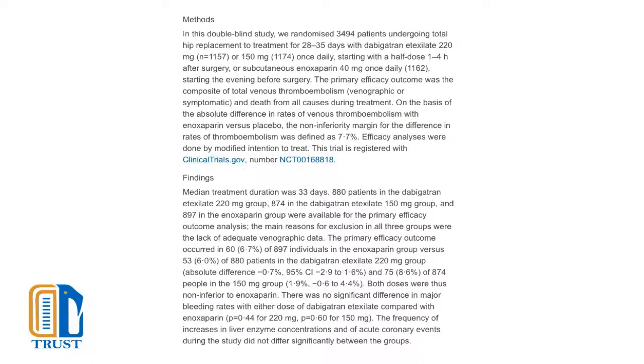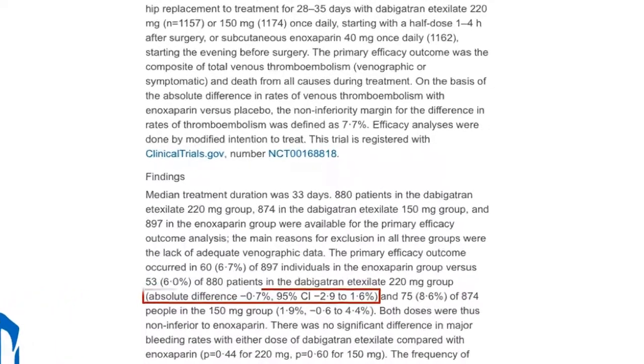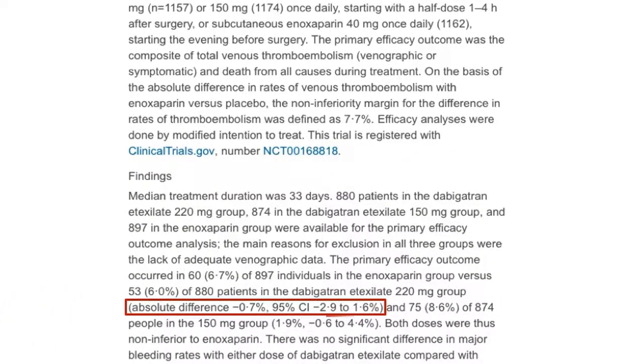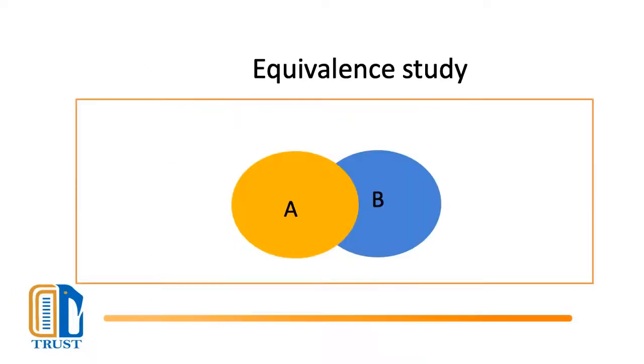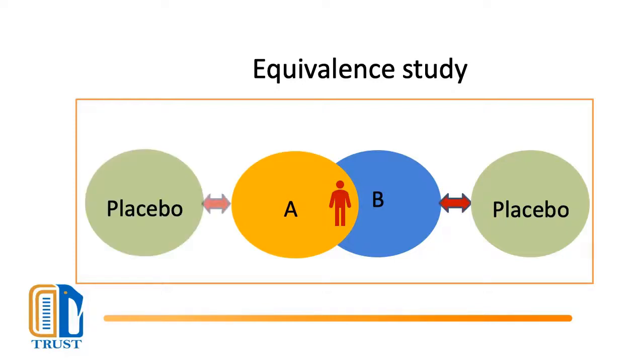Moving to the results section, 2 doses of oral therapy were compared to enoxaparin, and in both cases the calculated differences were lower than the 7.7%. Hence, both doses were considered to be non-inferior to the classic treatment. The same logic applies to the so-called equivalence studies. The difference between a non-inferiority and equivalence study is that we are comparing 2 treatments on equal grounds. The small negligible difference that we are trying to put into evidence could be in favor of either treatment, provided that both treatments are better than placebo, of course.